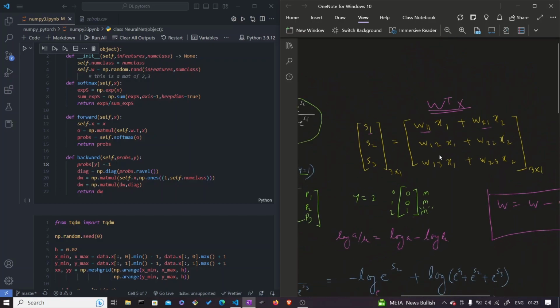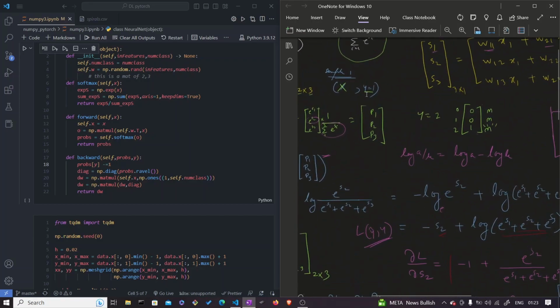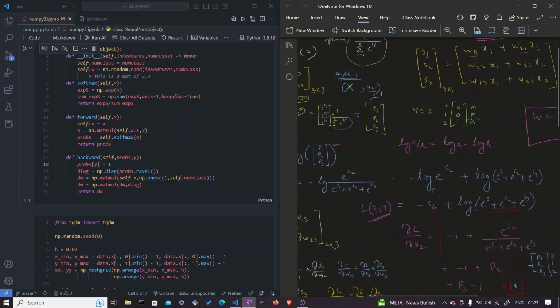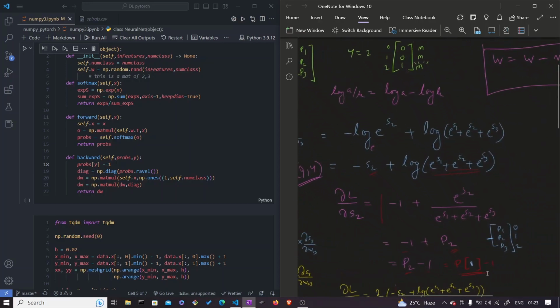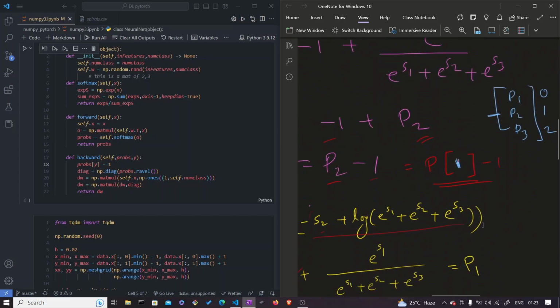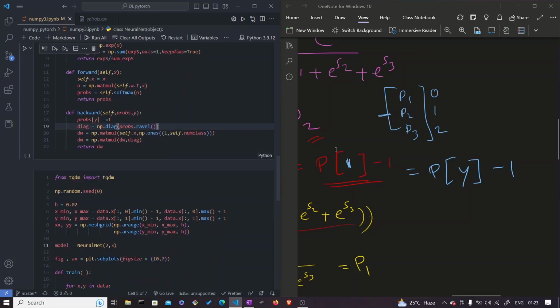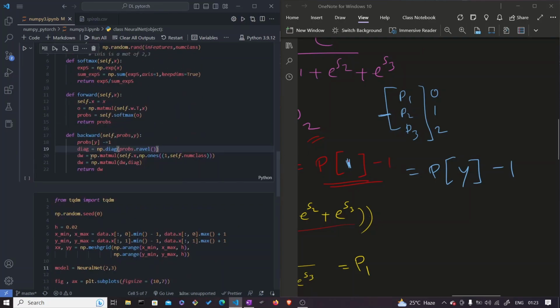We have already defined that in this sample the ground truth is 1. So in other words, you can write this entire expression as P of y minus 1, right? That is what I have done over here. And I have flattened, ravel means basically it will flatten the array. And this is the diagonal matrix. I've created the diagonal matrix, right?